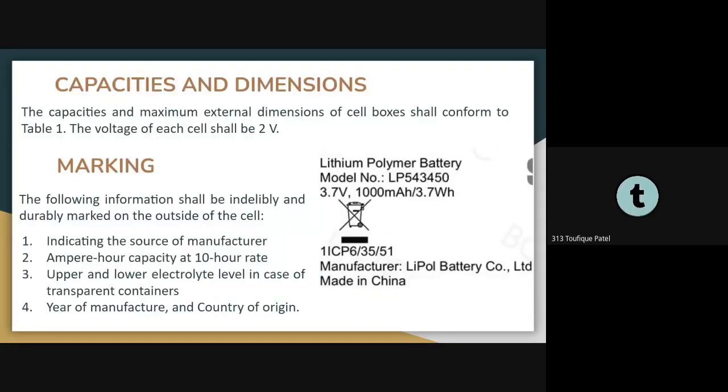And now marking. The following information shall be indelibly and durably marked on the outside of the cell. First is indicating the source of manufacturer. Second is ampere hour capacity at 10 hour rate. Third is upper and lower electrode level in case of transparent containers. Fourth is year of manufacture and country of origin.